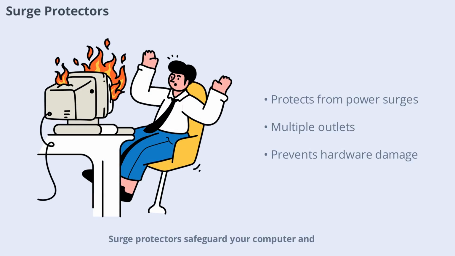Surge protectors safeguard your computer and other electronics from power surges and spikes. They're essential for protecting valuable hardware from electrical damage. Surge protectors often include multiple outlets and sometimes USB ports. Using one can prevent costly repairs and data loss. Next, let's talk about uninterruptible power supplies, UPS.